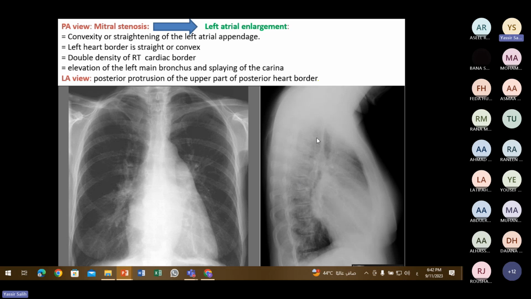On the lateral view you can see the left atrium has a protrusion backward, posteriorly. If you go back to a normal lateral, you will not find the left atrium protruded like this, although it is the most posterior chamber. But here there is a protrusion of the posterior wall of the left atrium.